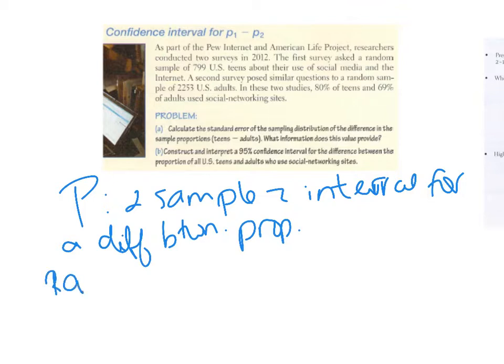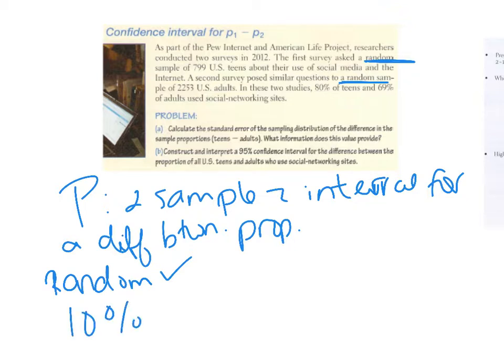So my conditions are the same as before, random, and it was a random sample of teens and a random sample of U.S. adults. So I would state that random was met because both my teens and adults were random samples.